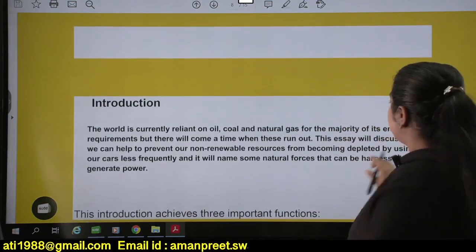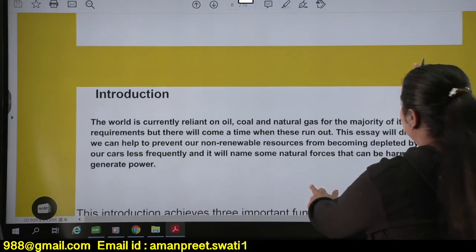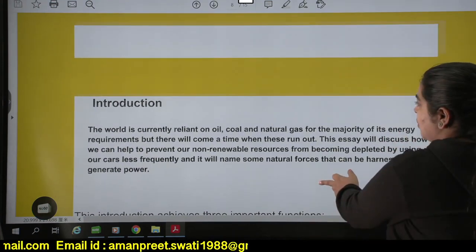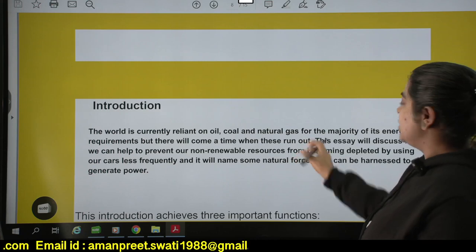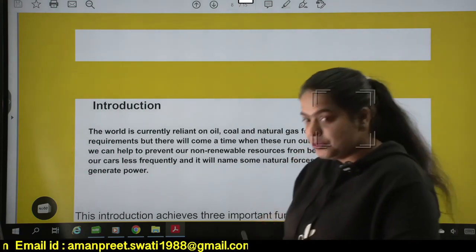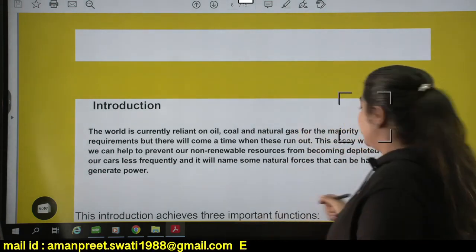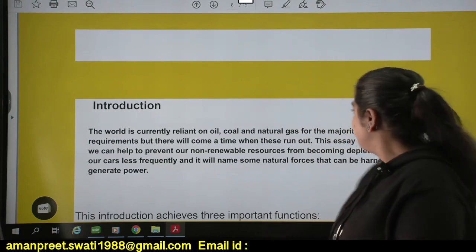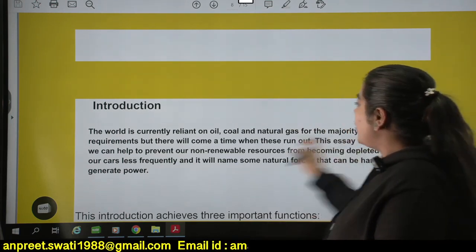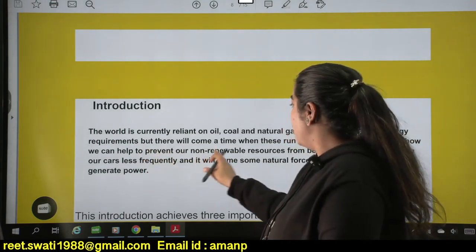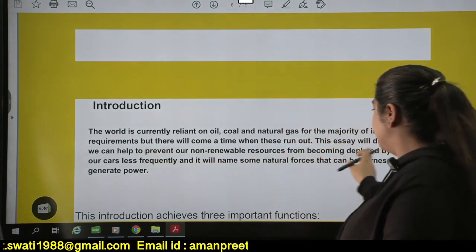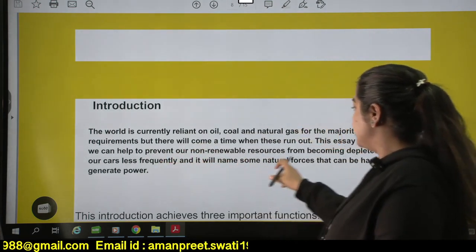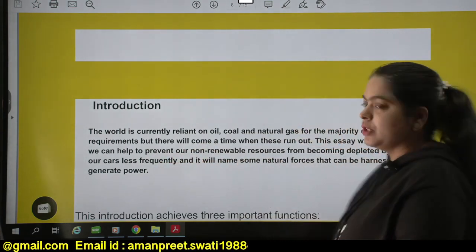The world is currently reliant on oil, coal and natural gas for the majority of its energy requirements, but there will come a time when these run out. Instead of saying depletion, we are saying run out. Again, a synonym, same meaning but with a different terminology. This essay will discuss how we can help to prevent our non-renewable resources from becoming depleted by using our cars less frequently, and it will name some natural forces that can be harnessed to generate power.